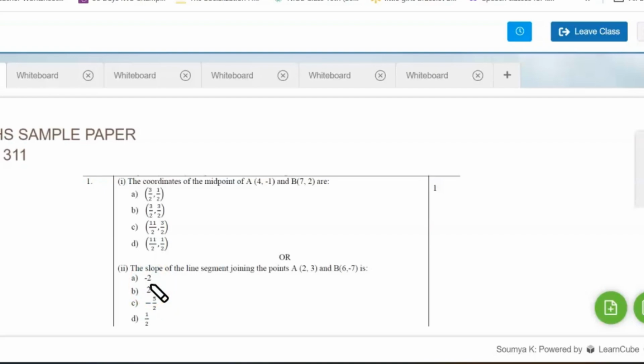In this we are going to cover the topic sample paper, which is being given in your website. So we are going to tackle the first 10 questions from your new sample paper, and this is done after the bifurcation of the syllabus. So let's see the first question.